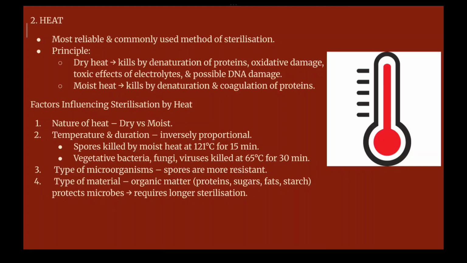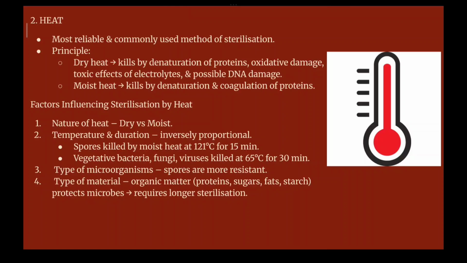Now, spores are killed by moist heat, as you can see, at 121 degrees Celsius, which is a very high temperature. It requires only 15 minutes to kill the spores, the unfavorable condition of microorganisms to grow. That is the state of a spore. Now, vegetative bacteria, fungi, and viruses can be killed at 65 degrees Celsius for 30 minutes. So at a very low temperature only the vegetative forms will die, but the spores require very high temperature.